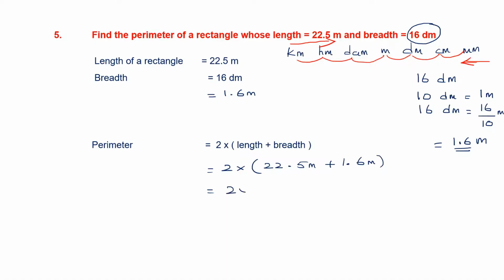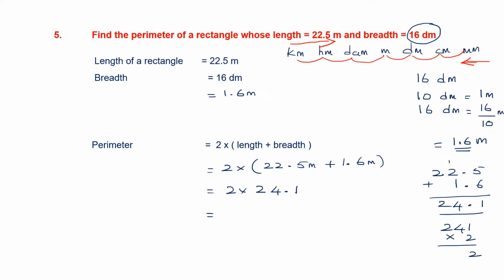So 2 into, let's add up 22.5 plus 1.6. That is 24.1 meters. 5 plus 6 is 11, carry 1, 2, 3, 4. So we have 4 and 2, 24.1. So 2 into 24.1. Let's multiply that. When we multiply, we'll ignore the point and multiply first. So we'll make it 241 into 2. 2 ones are 2, 2 fours are 8, 2 twos are 4.